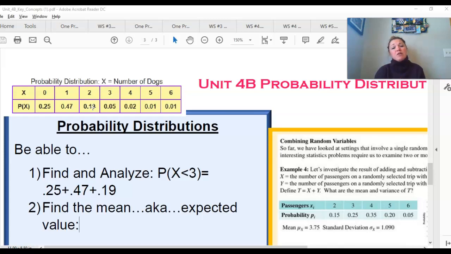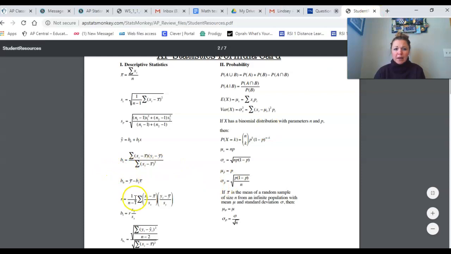One thing they might say, though, is find the mean of the distribution or the expected value of the distribution. This is on your formula sheet. You need to know exactly how to do this, okay? So let me show you that formula sheet right now. Right here is the expected value for a probability distribution. What you're doing is taking the first observation times the probability of that observation, plus the second observation times the probability of that observation, and so on and so forth.